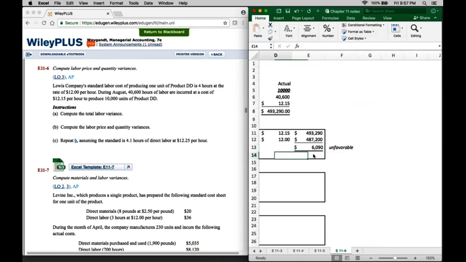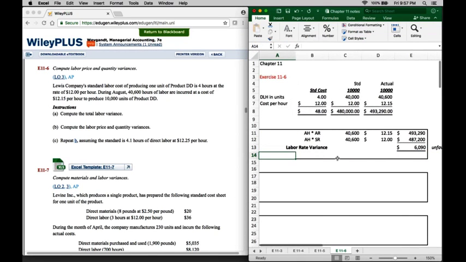It's an unfavorable variance. Remember, when it's a cost, a positive number works out to be unfavorable. We are saying that the cost is higher. So what I actually paid is 6,090 more because of the rate being higher, 15 cents higher.